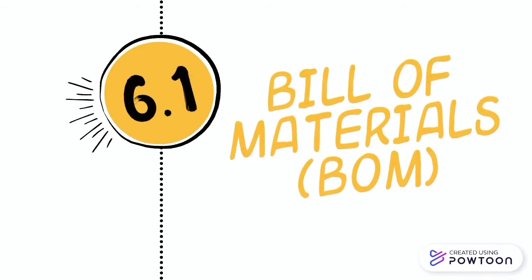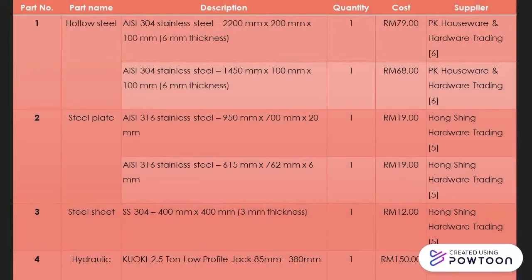Bill of materials. Part number 1, hollow steel. We use SS304 stainless steel with two different lengths, costing 79 and 68 ringgit, both 6mm in thickness. Part number 2, steel plate. We use SS316 stainless steel with two different lengths, costing 19 ringgit. Part number 3, steel sheet. We use SS304 with 3mm thickness, costing 12 ringgit.